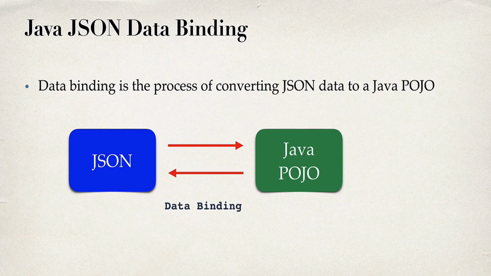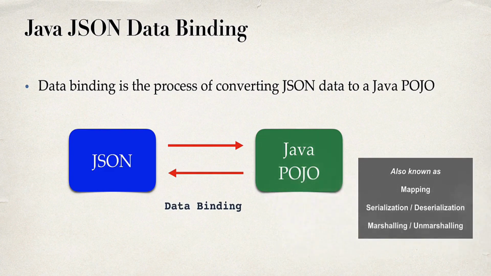Now, you may hear or see other terms used online, such as mapping, serialization, deserialization, marshalling, unmarshalling. It's pretty much all the same thing. It's just basically converting from one format to another. So converting from JSON to a Java POJO or going from a Java POJO to JSON. And remember, Java POJO is really just plain old Java object or any old Java class.